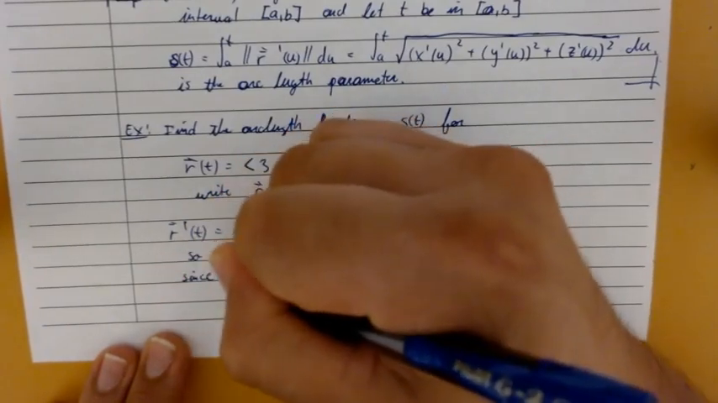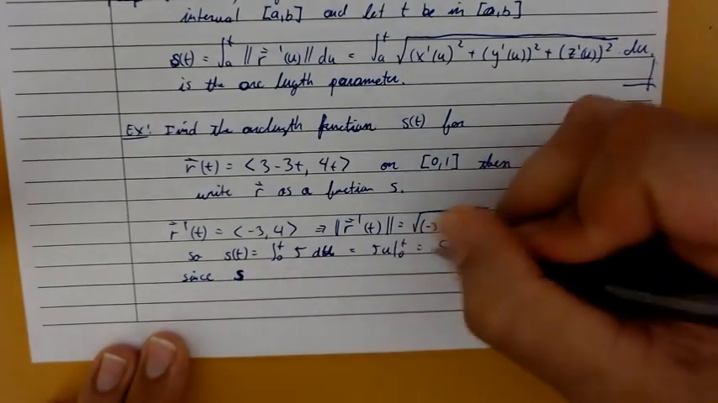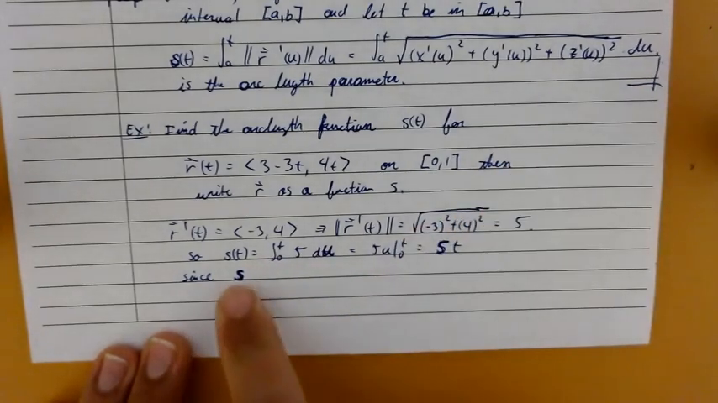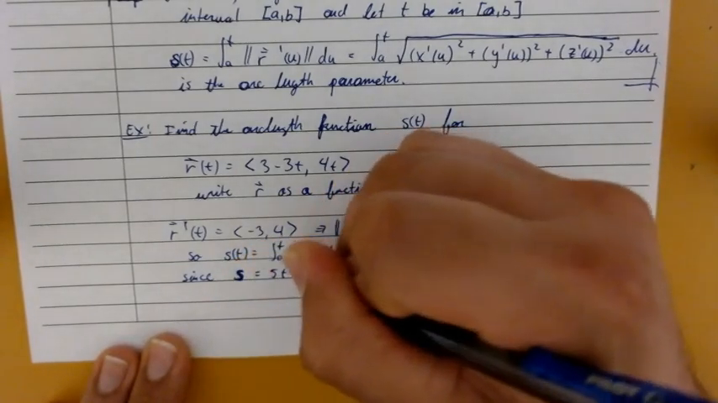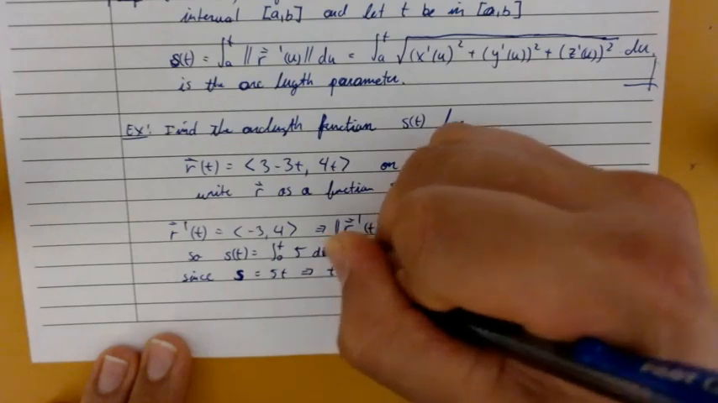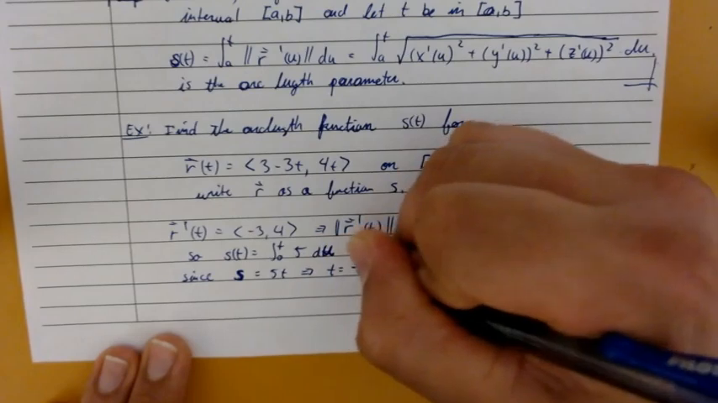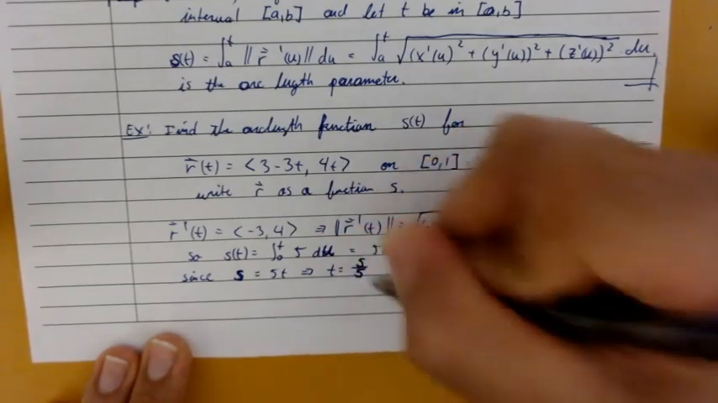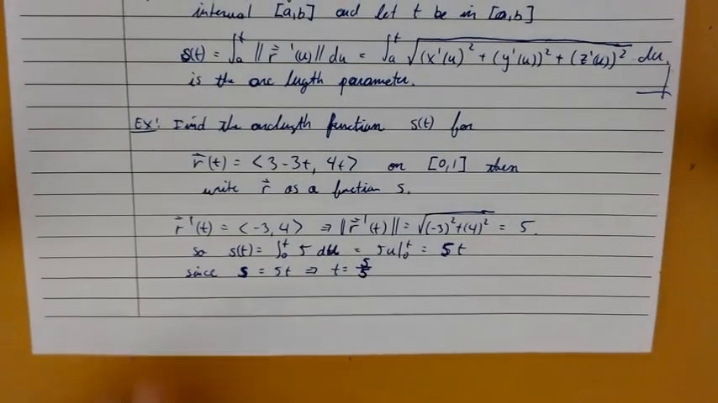Since s, and here we could say s of t, but that's going to make things a little confusing, s of t equals 5t, especially with my handwriting. So I'm just going to say s equals 5t. Then you could also say t is equal to s over 5. That is going to be very bad with my handwriting, but s over 5, like that.